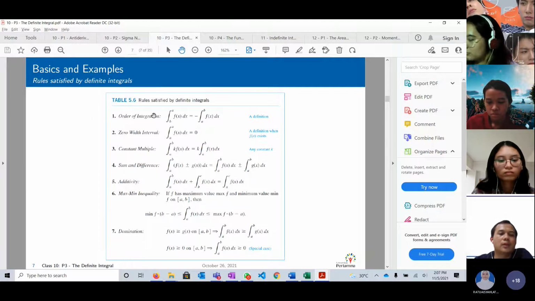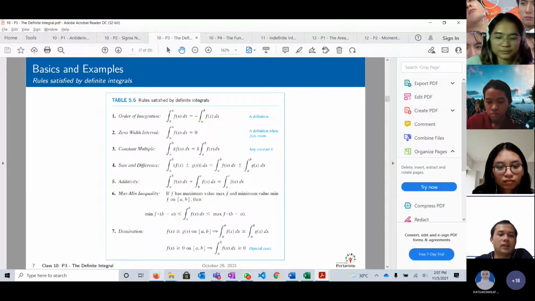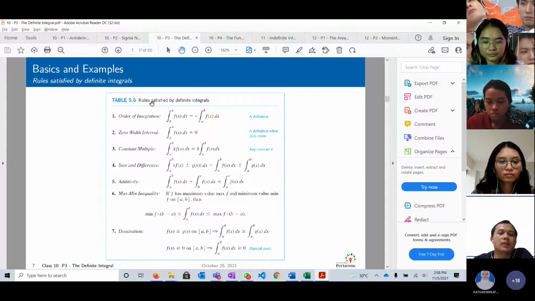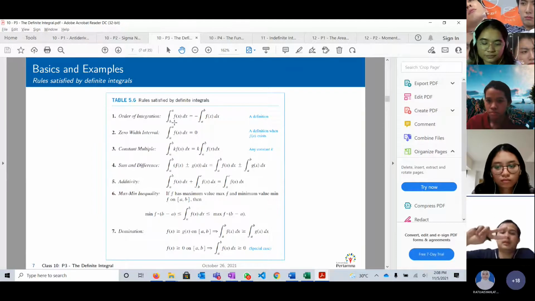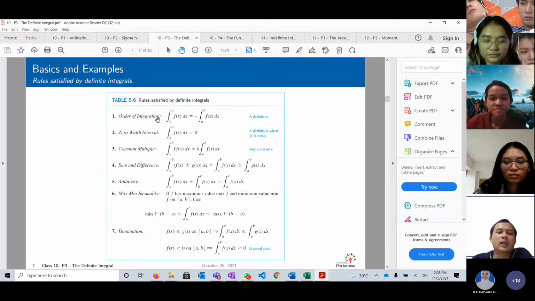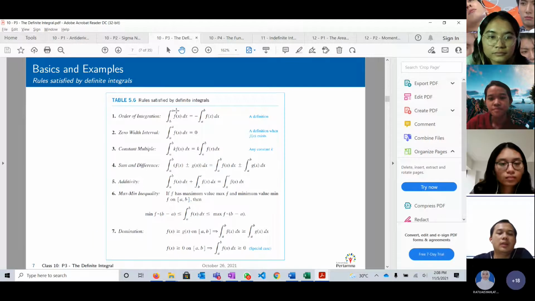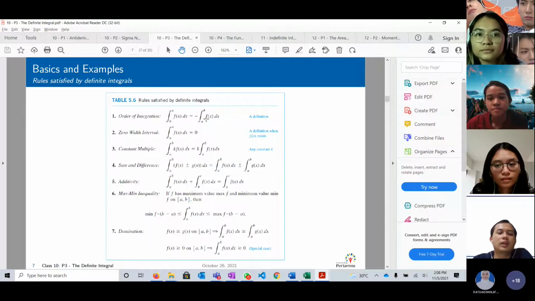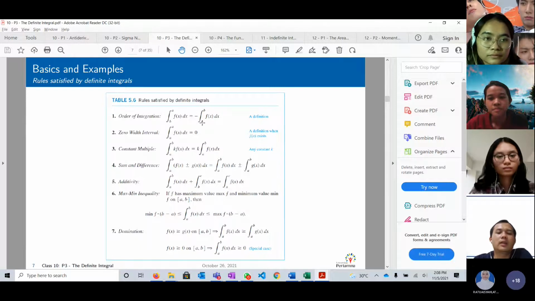The rules for integrals are at least these 7. We have the order of integration. If we flip the upper limit with the lower limit, so let's say the integral from b to a of f(x) dx, it is actually equal to minus the integral from a to b of f(x) dx.